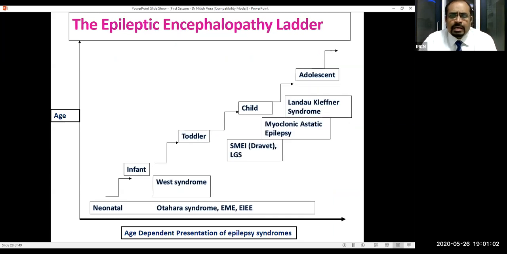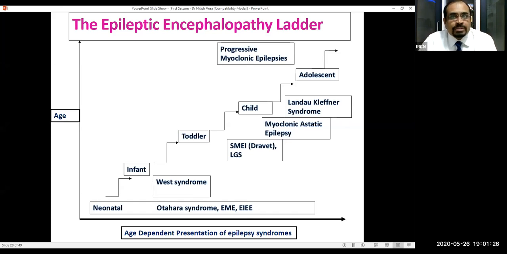Bad epilepsy syndromes are the severe ones. In neonates, as discussed, Ohtahara syndrome, EIEE, West syndrome in infancy. And as you go on, as discussed nicely by Dr. Siddharth, Dravet syndrome, that's your SCN1A scenario. You can have Landau-Kleffner, other myoclonic astatic epilepsies, and progressive myoclonic epilepsies. These are bad epilepsy syndromes.